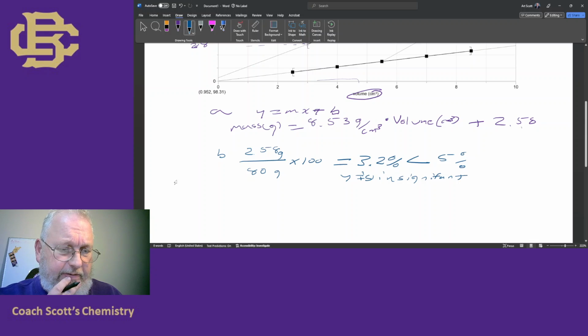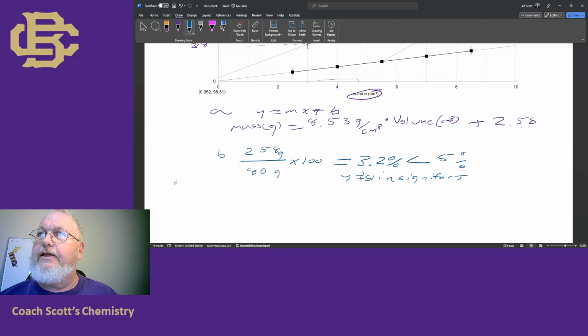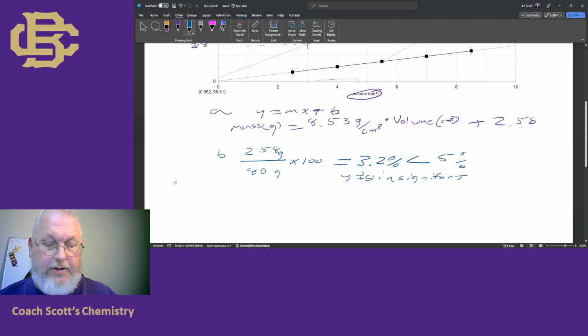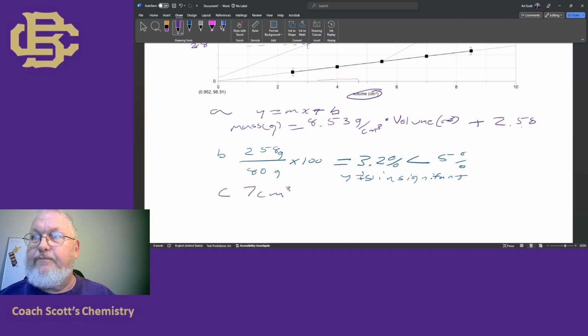All right. So let's see something here with this one. How could I figure out the mass of a 7 cubic centimeter piece of B? Well, I've got a formula there. So let's call that, let's go to purple again. Let's say that's C. So I've got a 7 cubic centimeter piece of B.